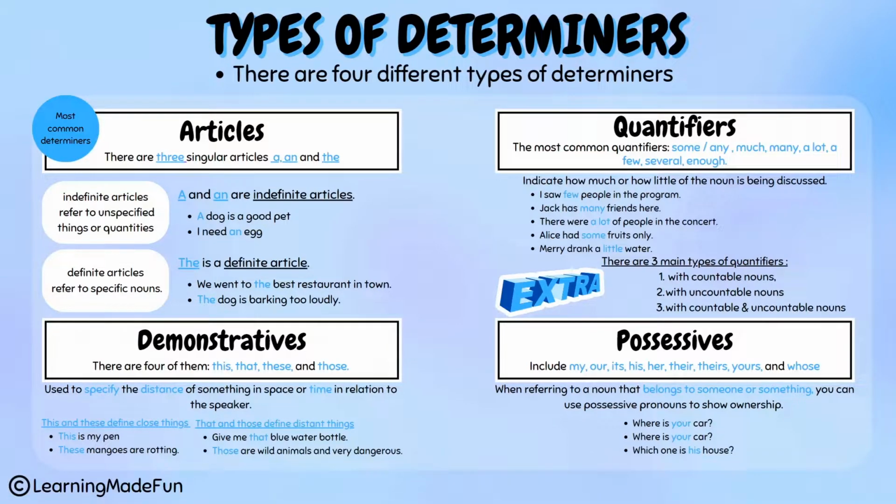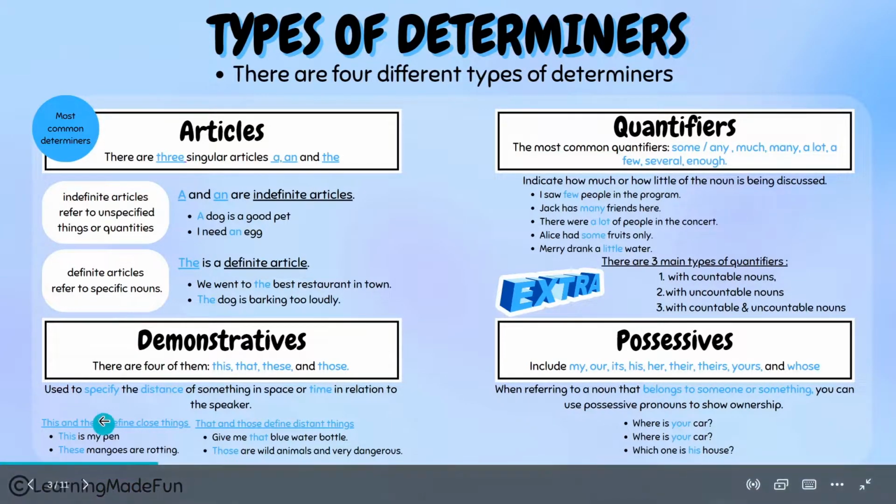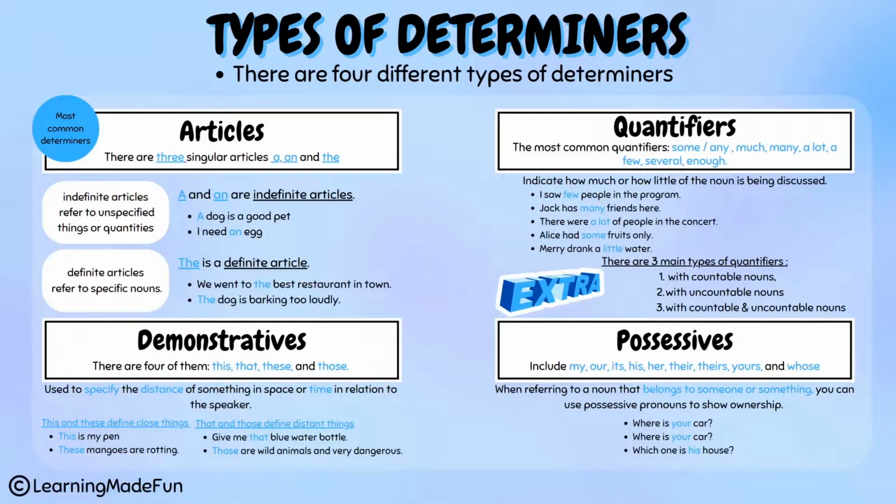Now, the third type is demonstratives. So there are four of them: this, that, these, and those. Now, we can split demonstratives into two types as well. Now, they are used to specify the distance of something in space or time in relation to the speaker. So, let's say I have something very close to me, and I want to refer to it. Then I would use this or these. So I would use those two words.